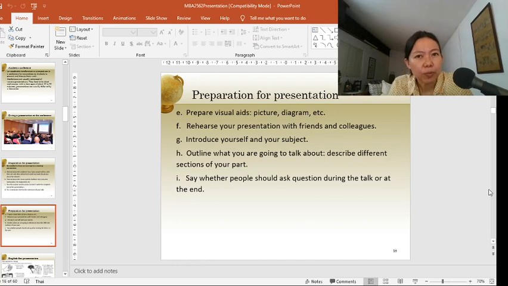Describe the different sections of your talk. Then the last one is to say whether people should ask questions during the talk or at the end. Normally, at an academic conference, you will be given only 30 minutes. So I would recommend you tell people to ask their questions at the end of your talk.